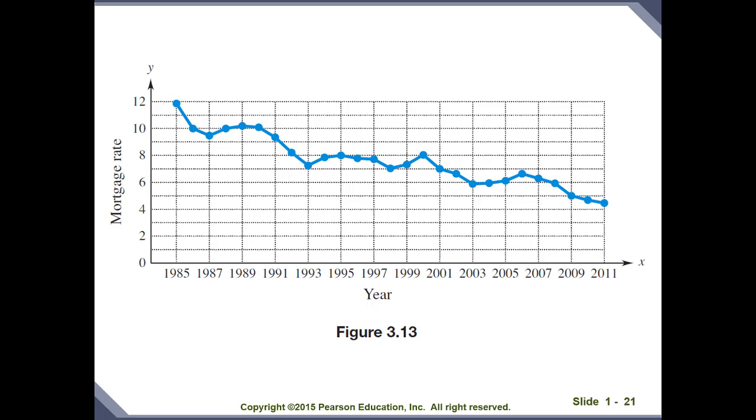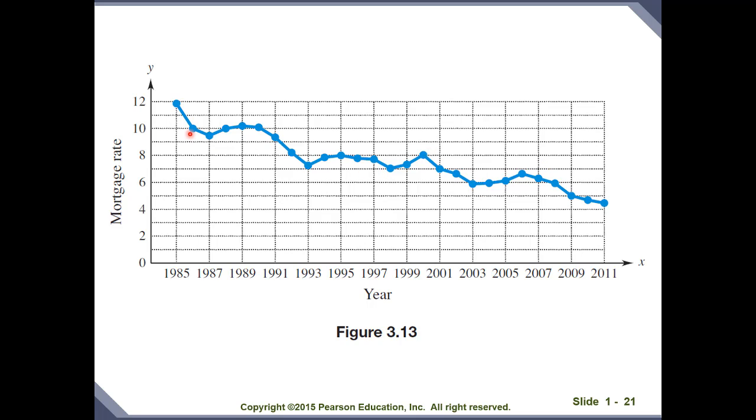So on this graph, again, we could see that in 1985, the average interest rate for a 30-year mortgage was 12%. On the other hand, the low in this graph was in 2011, where that average mortgage rate had fallen to about 4.5%. We see that along the way, it had some dips and then it would go back up a little bit.